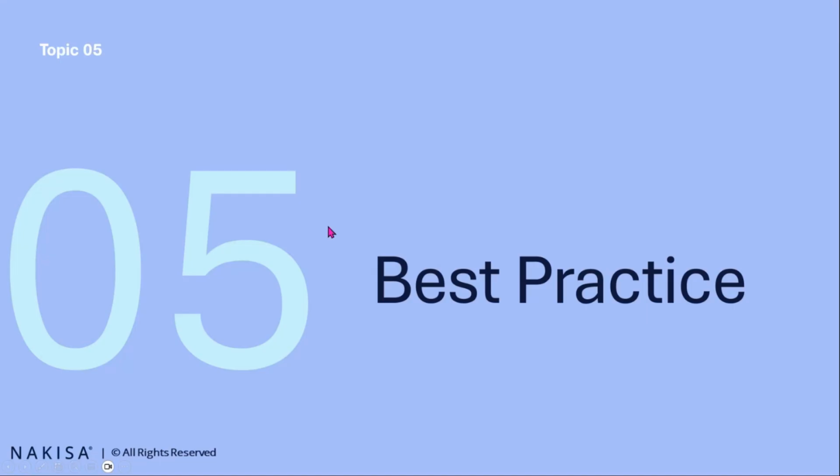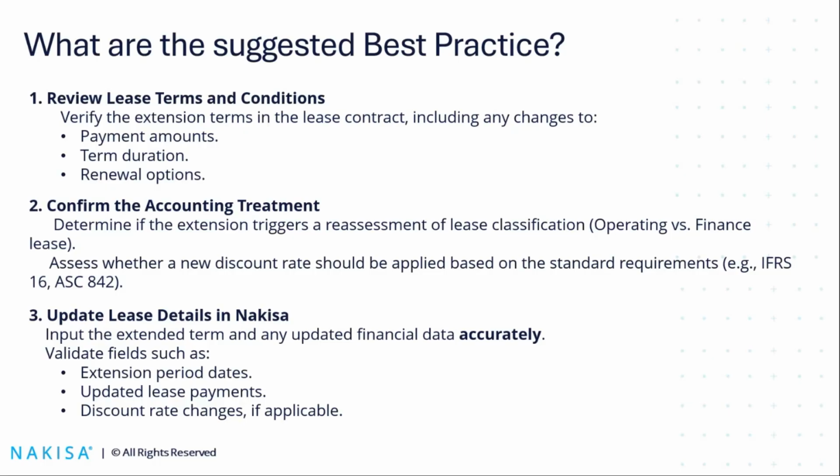And what are the best practices? We'll cover that, and in the next session, I'll cover the other lease events. So what are the best practices? First one will be to review the lease terms and conditions, verify the extension terms in the contract, including any changes to the payment amount, durations, and renewal options before they are entered. Confirm if it triggers the risk classification, and update your lease details in Nakisa.